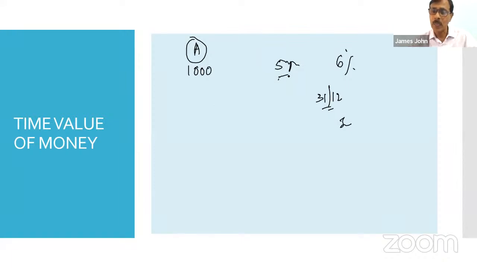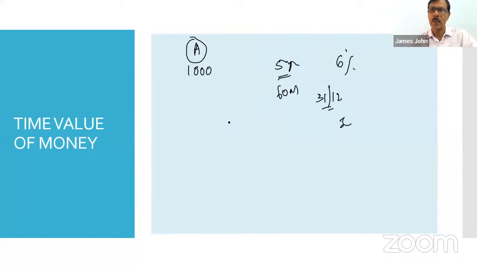Number two, he commits that I will make it every month for 5 years. That means 5 years is 60 months. So from this month onwards, another 60 months, he will deposit 1,000 each. So that is known as an annuity.